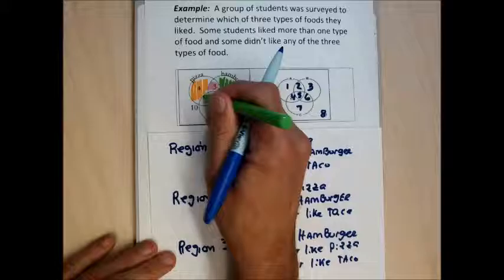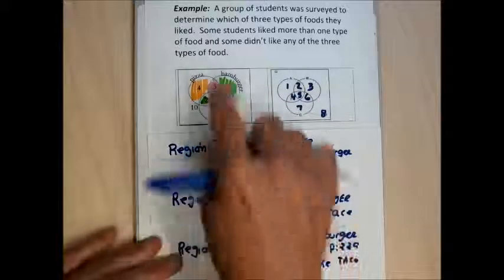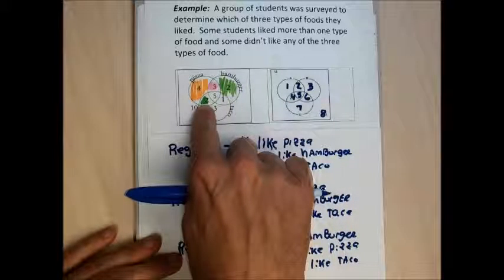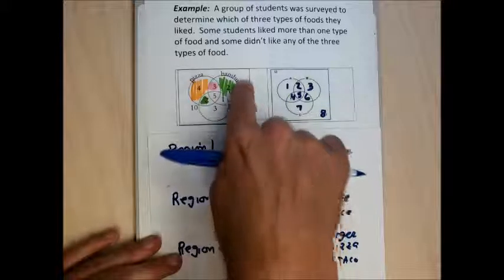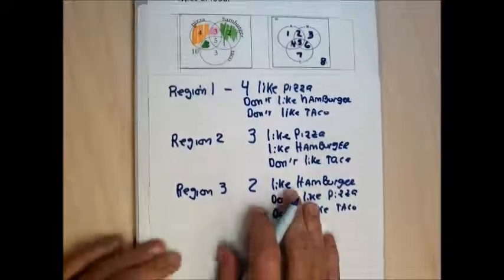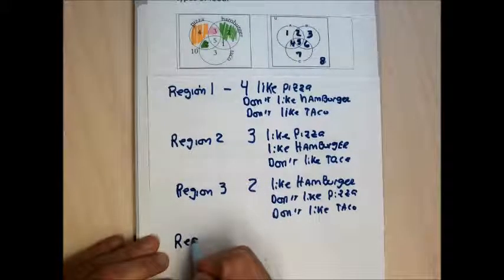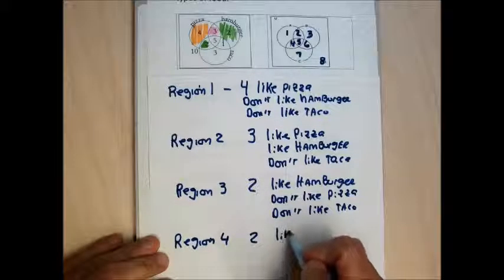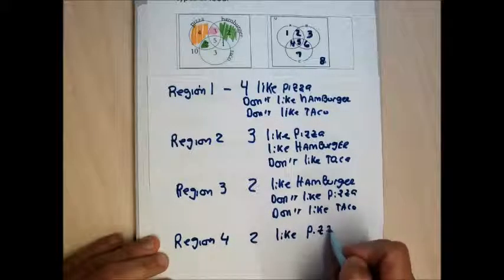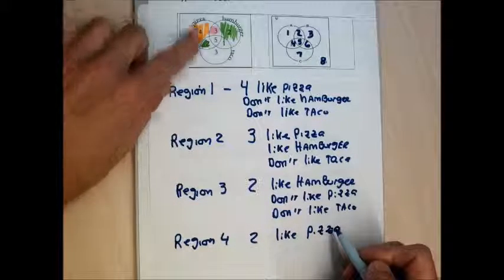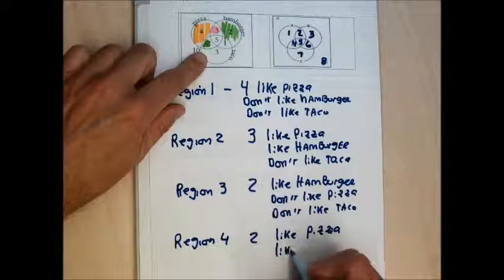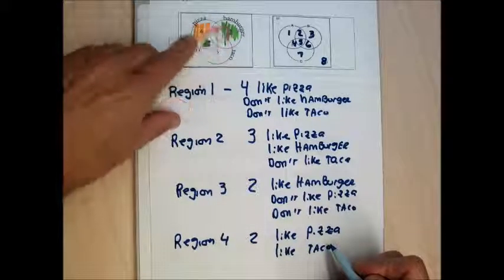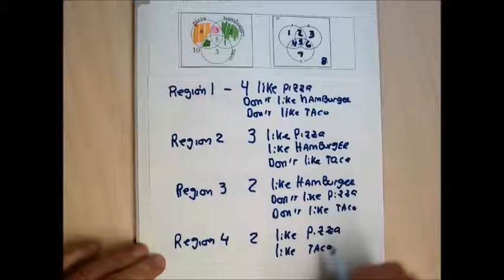Now I'm going to go to region 4. Region 4, it's inside the pizza circle, it's inside the taco circle, it's outside the hamburger circle. Those 2 like pizza and tacos, but they don't like hamburgers. So for region 4, those 2, they like pizza because they're in the pizza circle. They like tacos because they're in the taco circle. And they don't like hamburgers because the hamburger circle doesn't capture those 2.